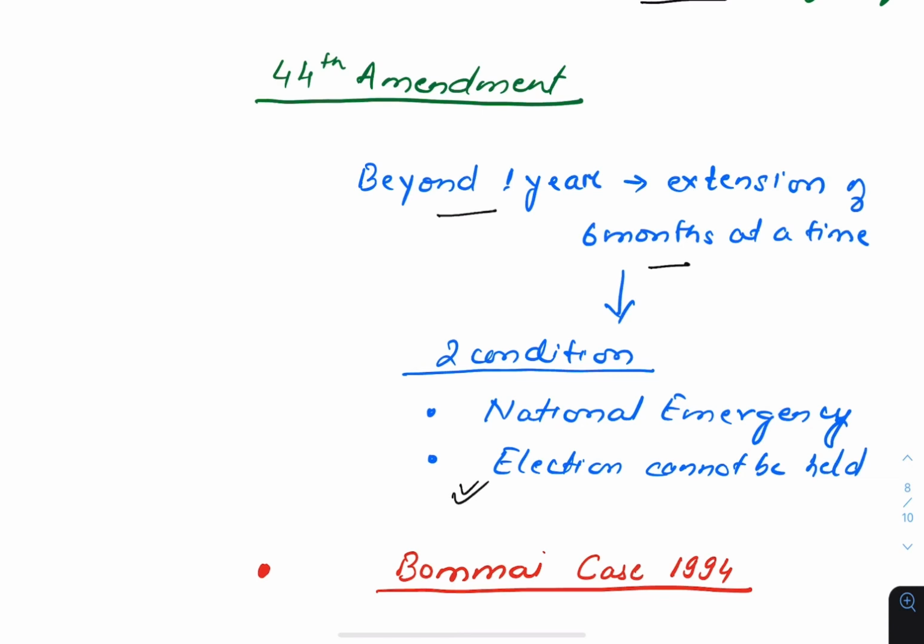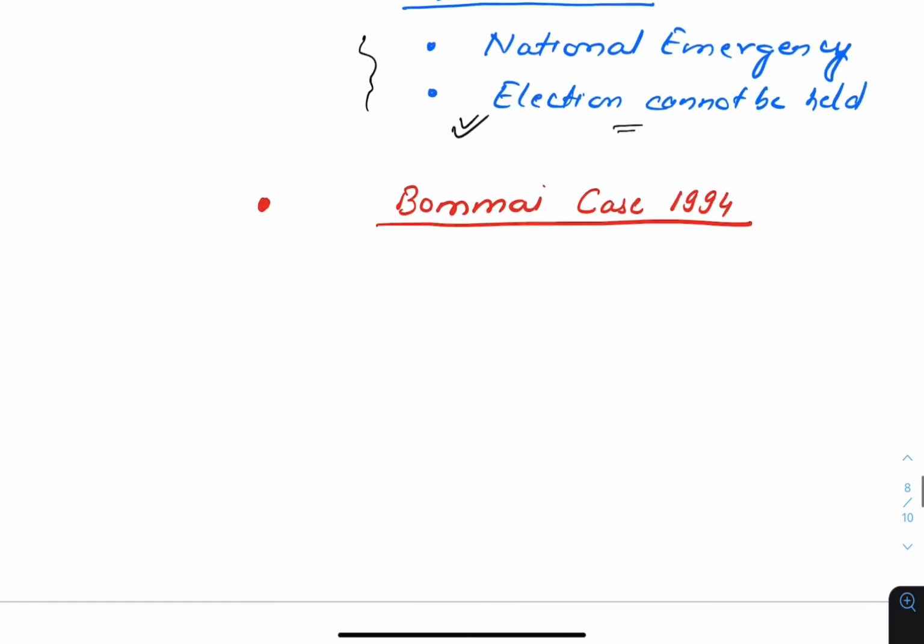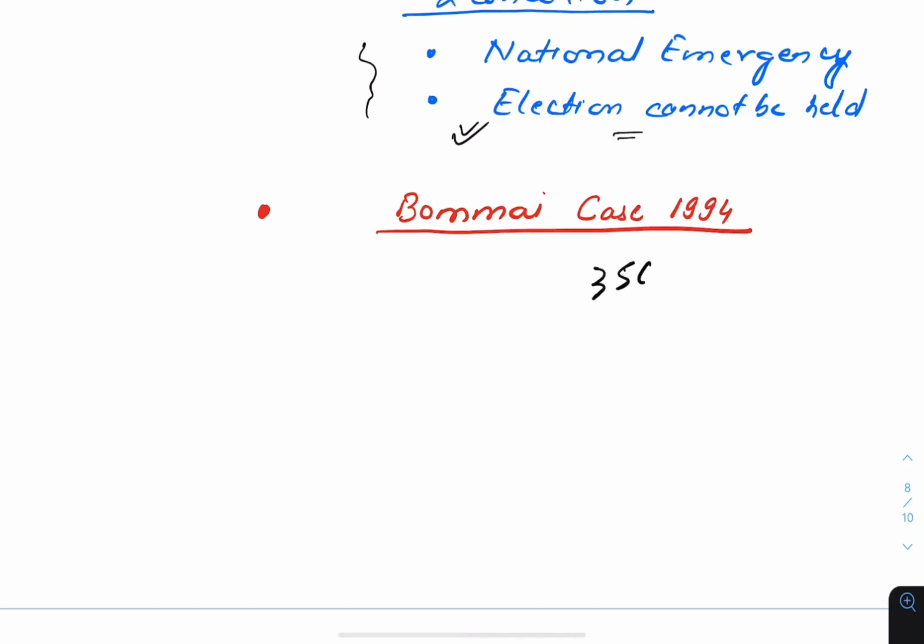And if the Election Commission certifies that election cannot be held there. In only these two conditions, beyond 1 year, a President's rule can extend in a state, that too 6 months at a time. The Bommai case of 1994 further laid down certain propositions for President's rule under Article 356.